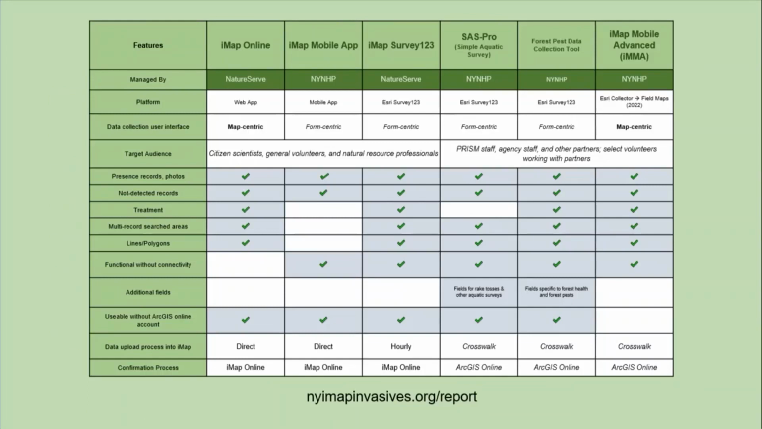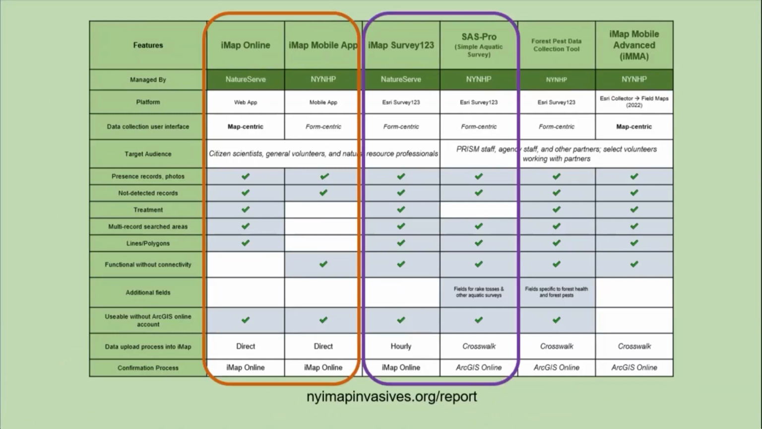You don't need to look at the details of this table right now. You can always go to our report an invasive page to look at this table of all of our different reporting options. Essentially, there's the online and the mobile app, which many of you are already familiar with. So I'll be very brief with those. But then there's these two tools, the iMap Survey123 and the Simple Aquatic Survey Pro, which I'm going to focus most of my time on today because those I think have a lot of potential for this group.